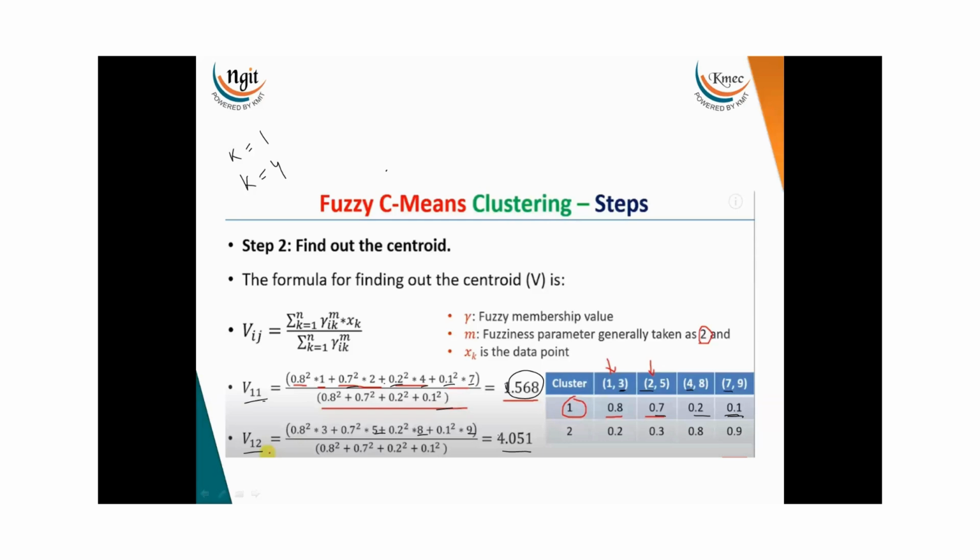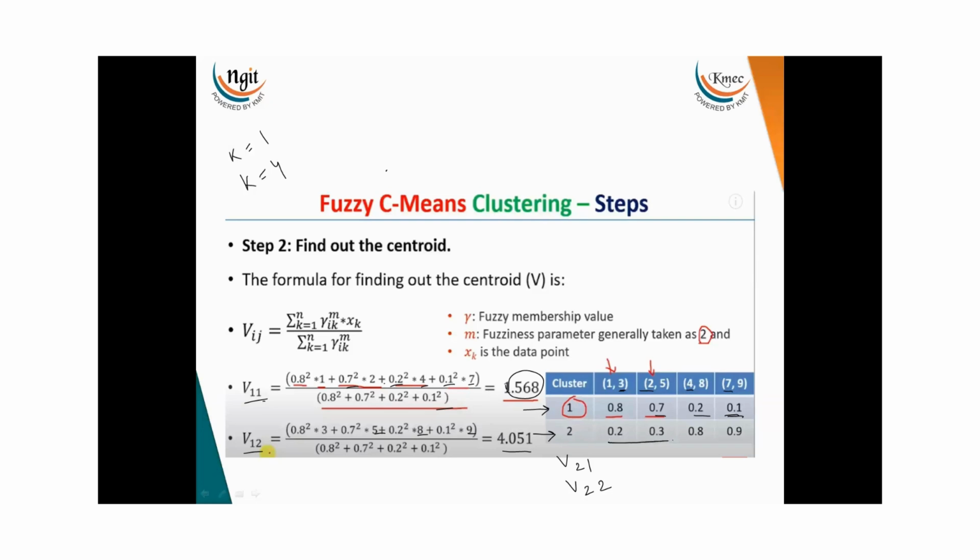So we found V11 and V12. Now think about what we have done: we have done this for cluster 1. Now I have to repeat the same thing for cluster 2, so I have to see the probability for cluster 2 also. That means I have to find the first component of the second centroid and the second component of the second centroid. I have to find V21 as well as V22 in this case.